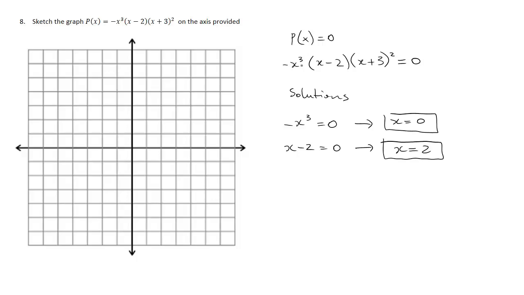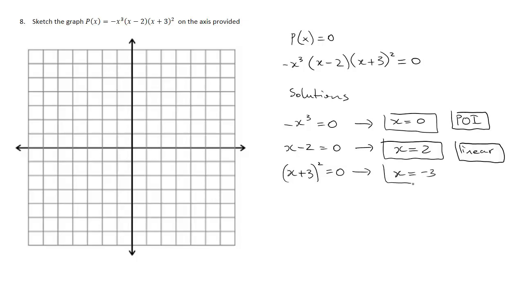I'll write next to that, because that cubed does have an effect on the graph, it's just going to be a point of inflection at that location at x equals 0, whereas this is going to be a linear factor when we sketch it. And then finally, our last solution, x plus 3 squared is equal to 0, gives you an x value of -3. And that's actually a turning point form, because you have the squared, so it's a quadratic. So these are our solutions.